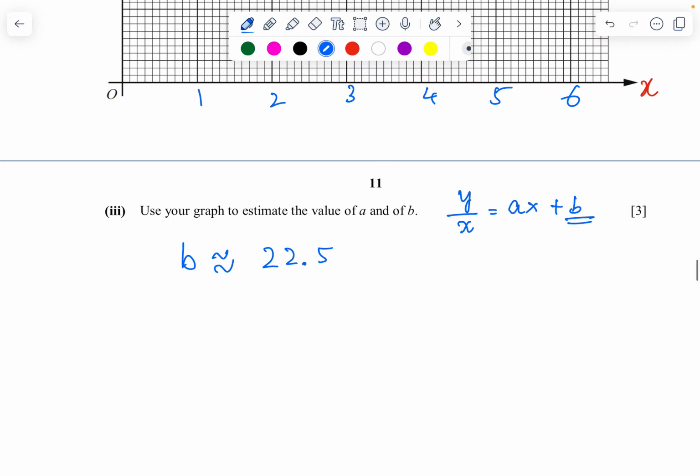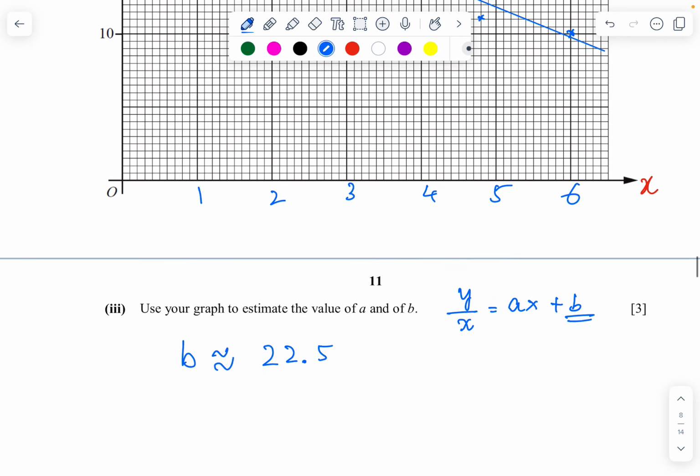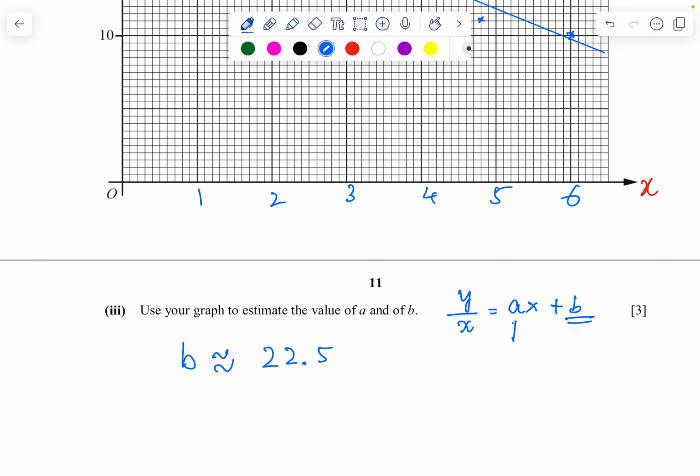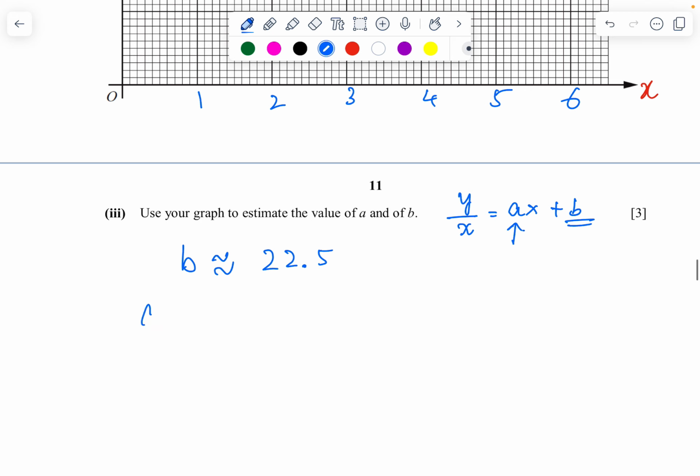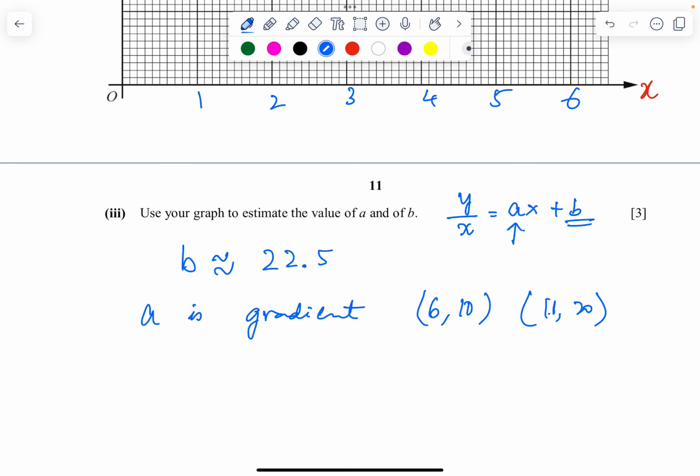Then I will substitute one of the points to get the value of A, or A is the gradient, right? So basically we can also use the gradient formula, and A is the gradient. So y2 minus y1, we will use 2 points, 6 comma 10, and you can also use the other point, 1.1 comma 20, right?